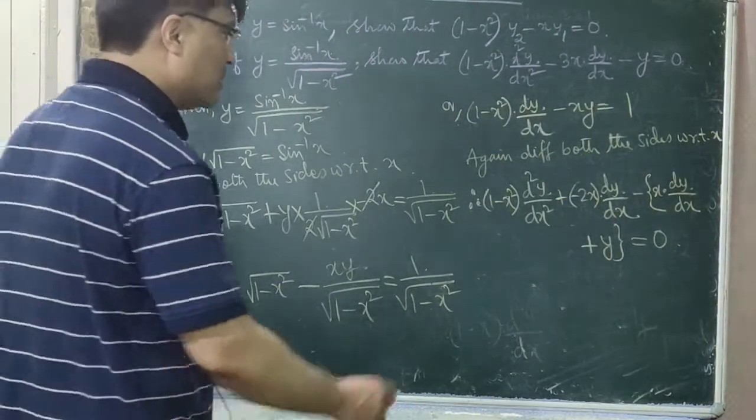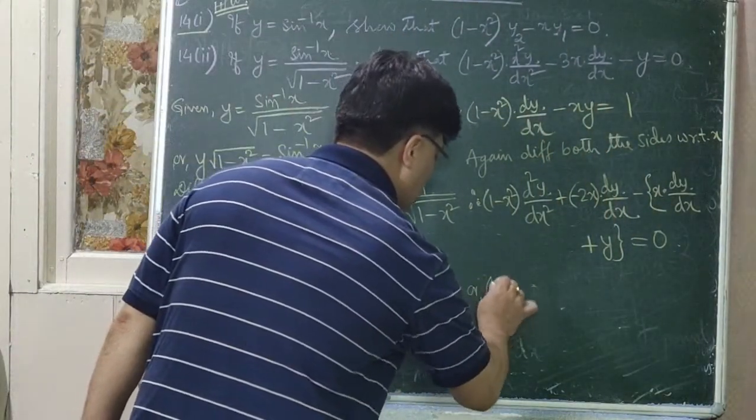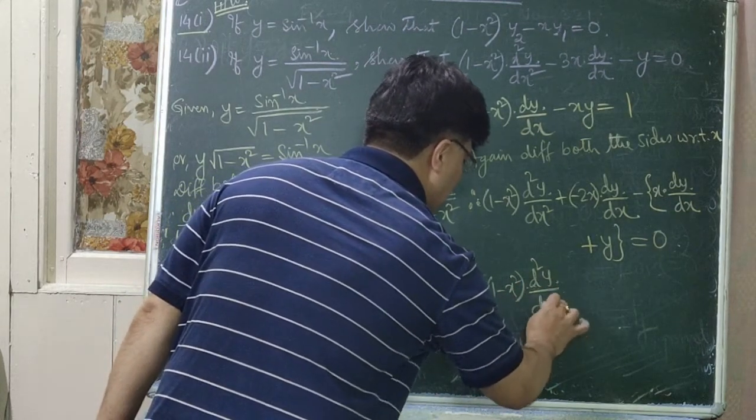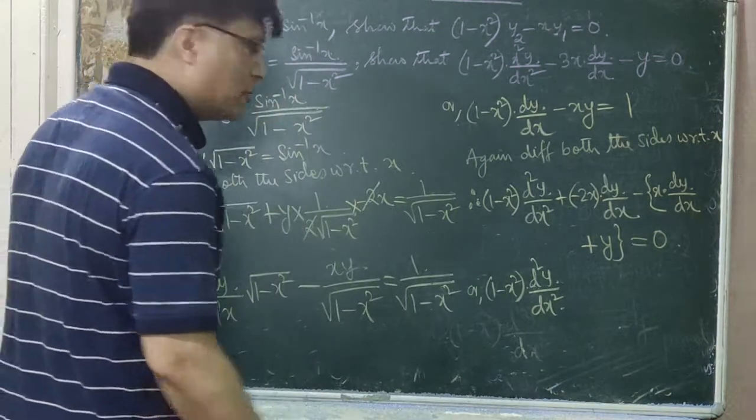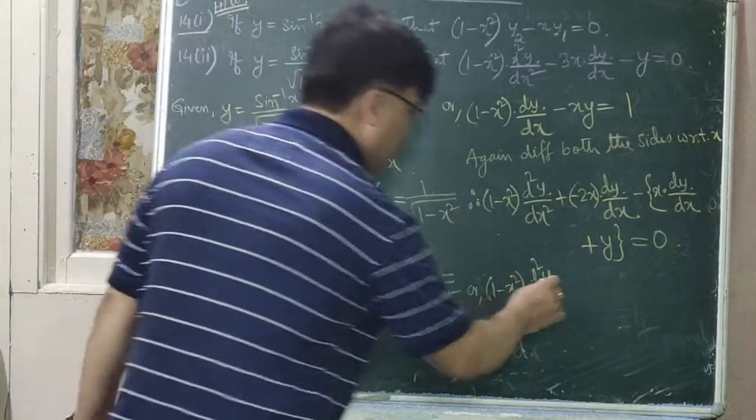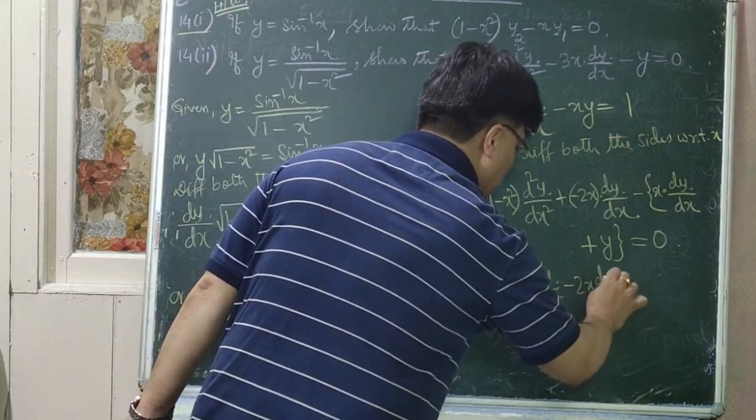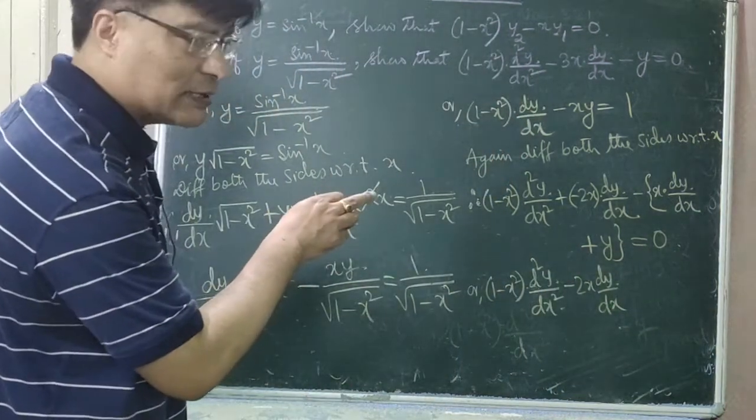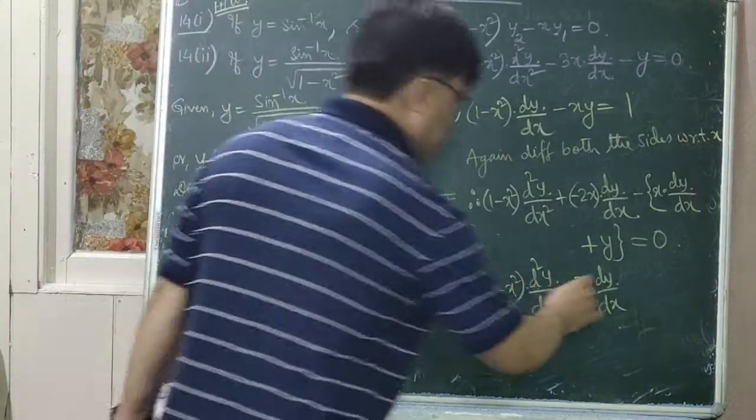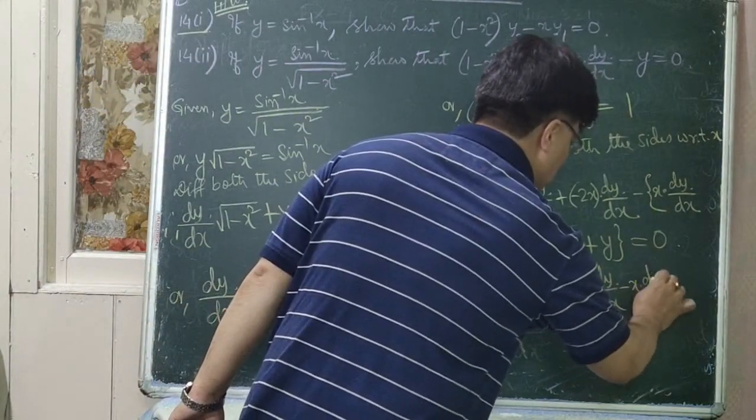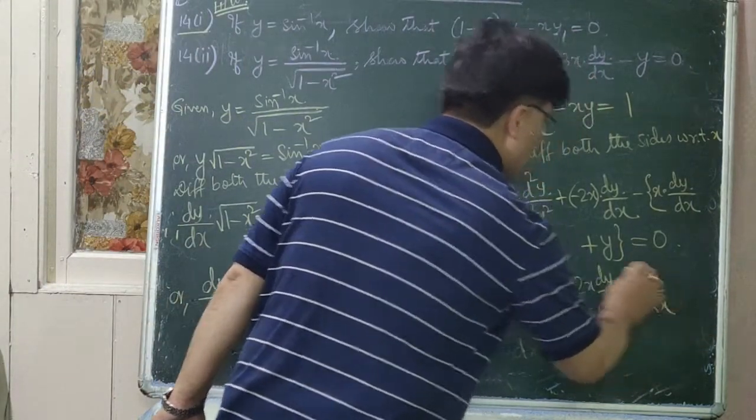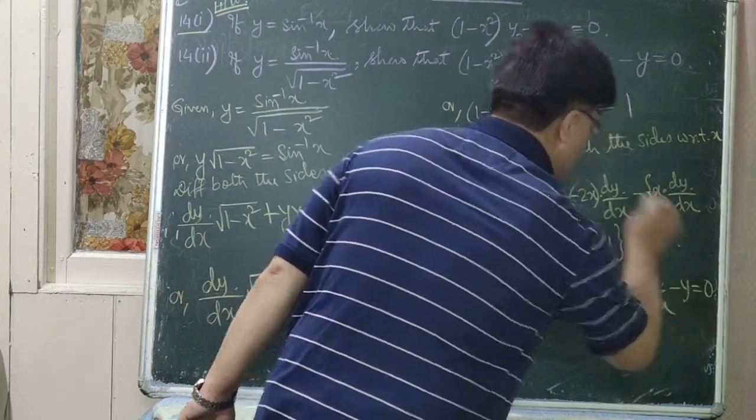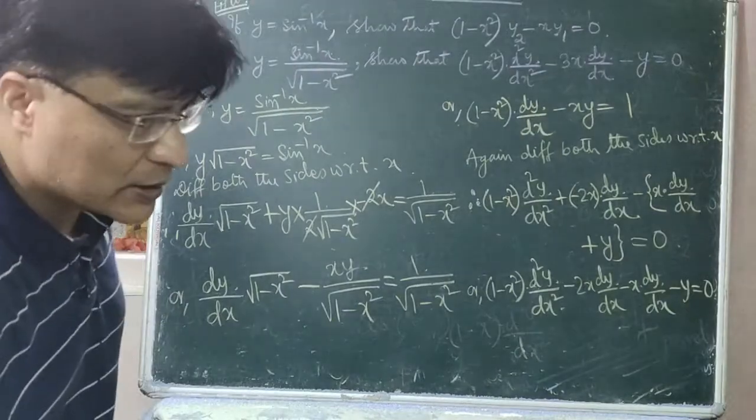Now let's simplify it. This is your 1 minus x square into d2y by dx square, right? So plus and minus is minus 2x dy by dx. Now multiply by minus sign to open the bracket. So minus x dy by dx, right? So minus into plus, minus y, which is equal to 0. Is that clear?